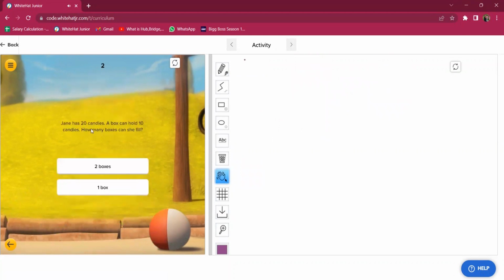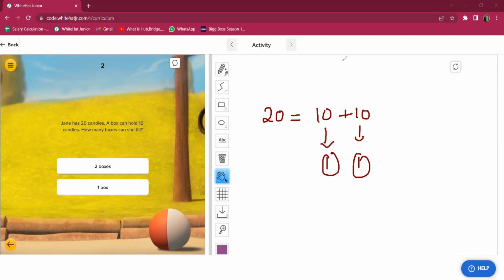James has 20 candies. A box can hold 10 candies. How many boxes can she fit? So we have 20. This can be done as 10 plus 10. So this will go in one box. This will go in another box, right? So we require two boxes. So we will click on two, check our answer and go to the next question.